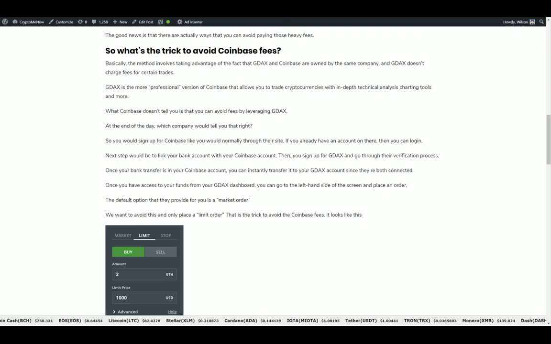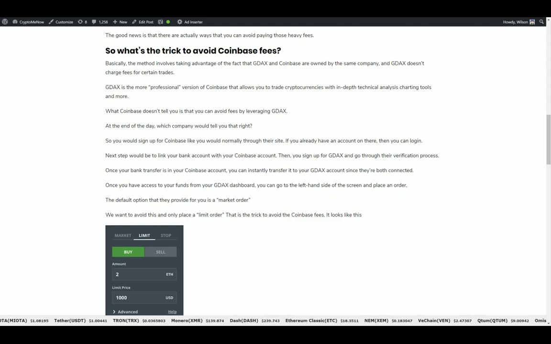The interface looks the same. You're still able to look at charts and do your technical analysis. It's still a really robust platform. But the trick here is that GDAX, or Coinbase Pro now, is connected with Coinbase. They're the same company, which is probably why it's called Coinbase Pro now. And what Coinbase doesn't want to tell you is that there's actually a way that you can avoid paying any type of fees when you're first looking to buy some Bitcoin.